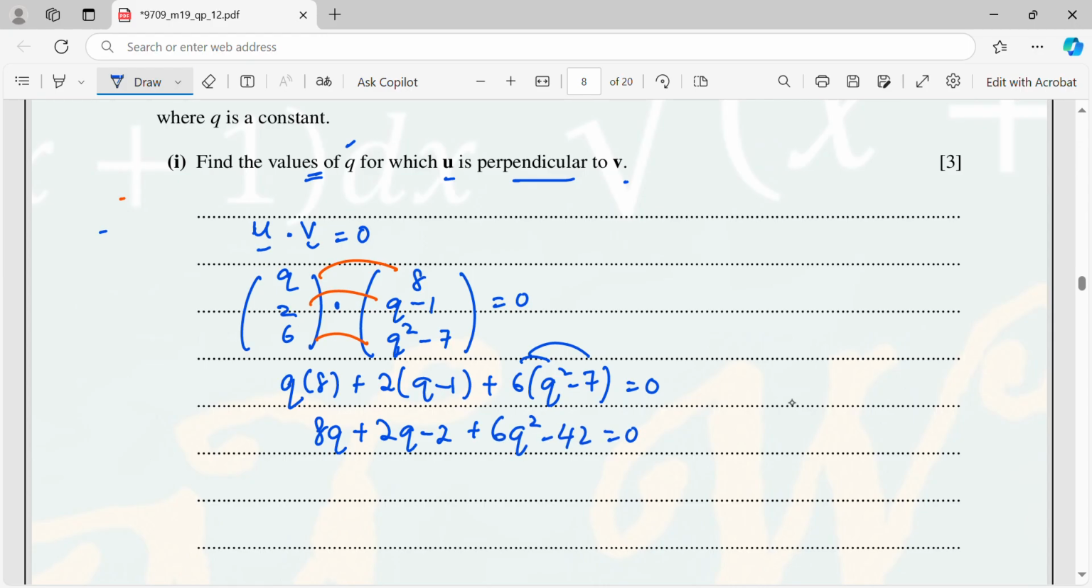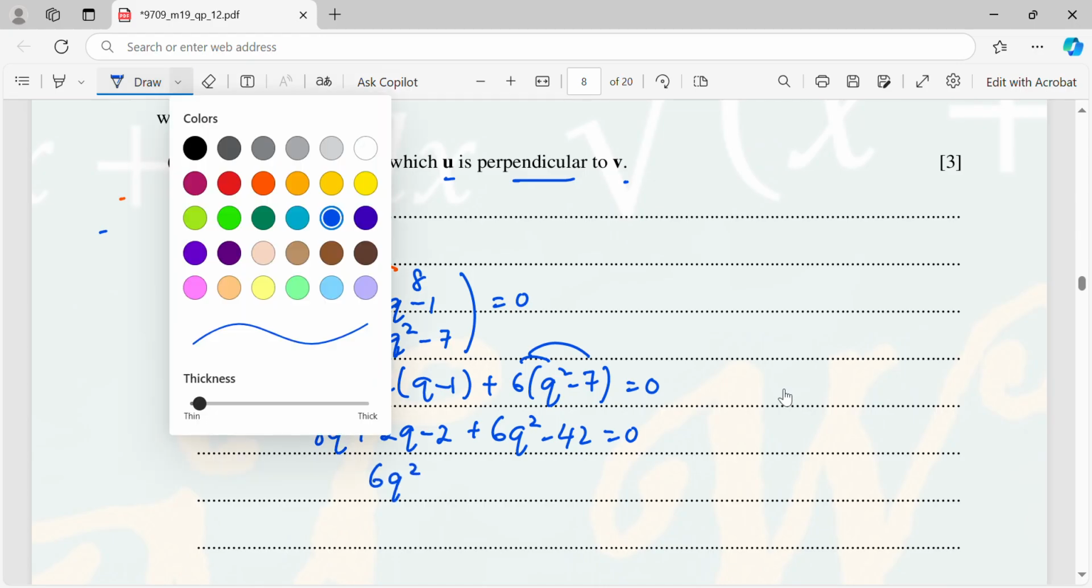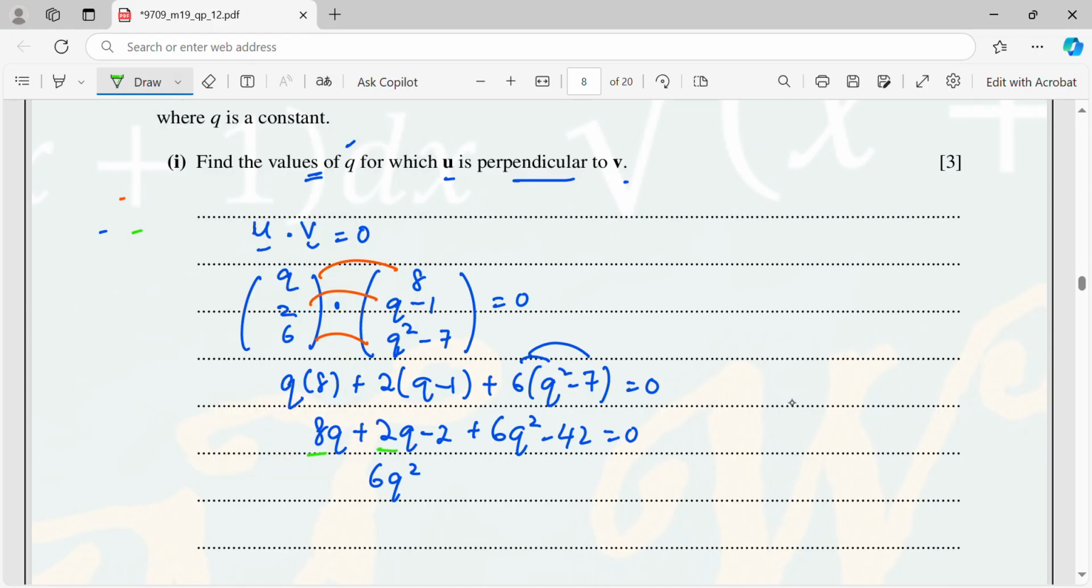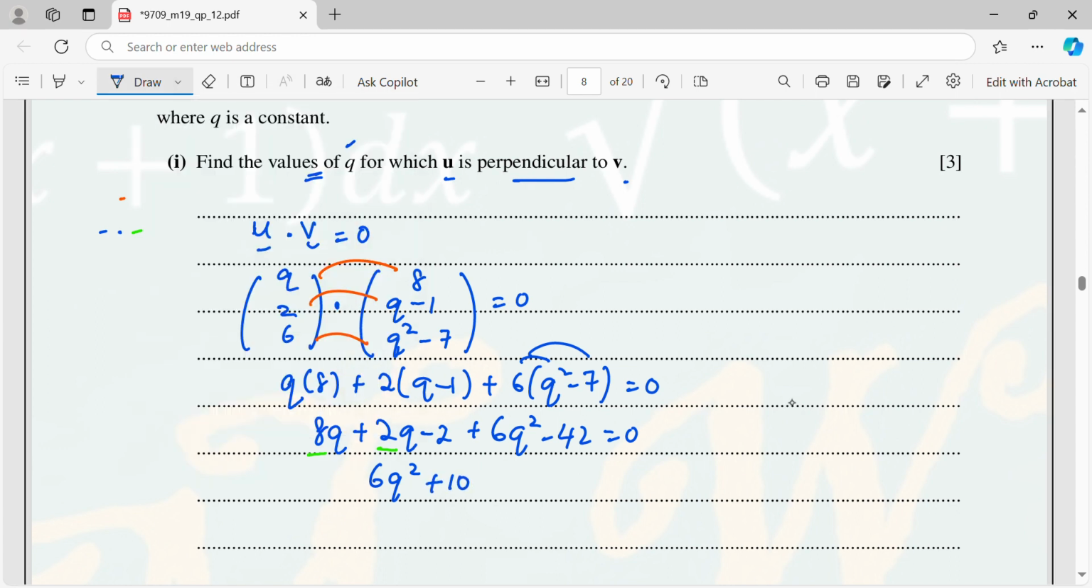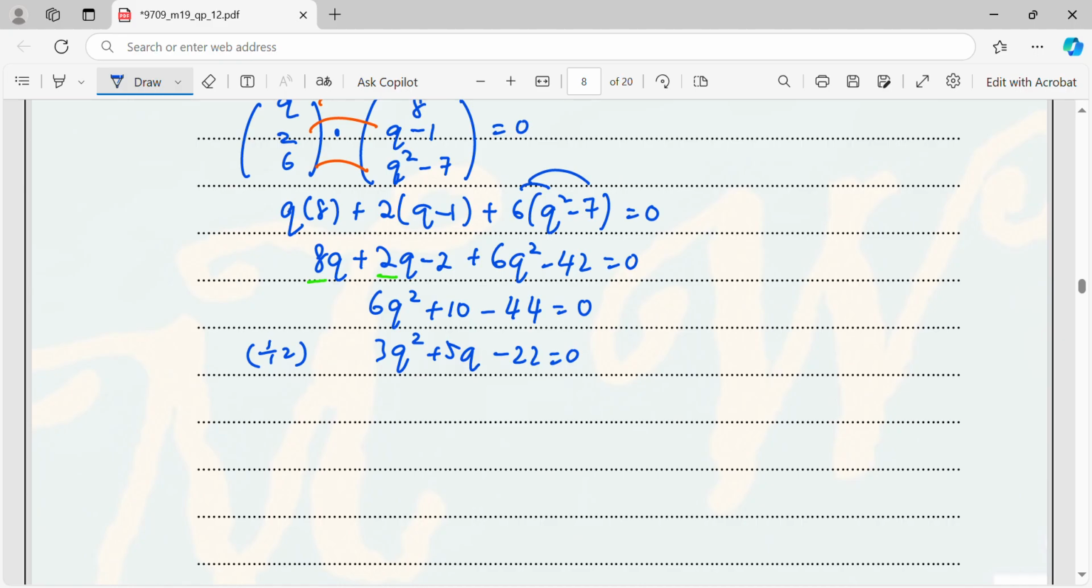Then now when you simplify all this, it will be 6q squared. Now here, 8q plus 2q is 10q. So you plus 10q, minus 2 minus 42 is minus 44. That equals 0. So from here, the whole equation can be divided by 2. Can be simplified by dividing 2. So you will be getting 3q squared plus 5q minus 22 equals 0. And now we need to find the q. So then this quadratic equation can be factorized.